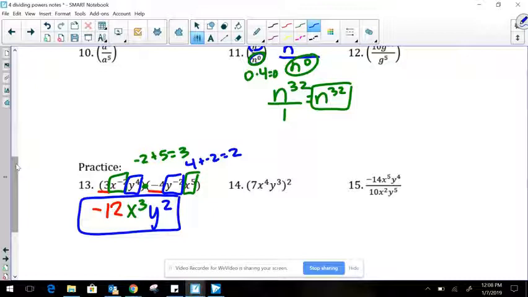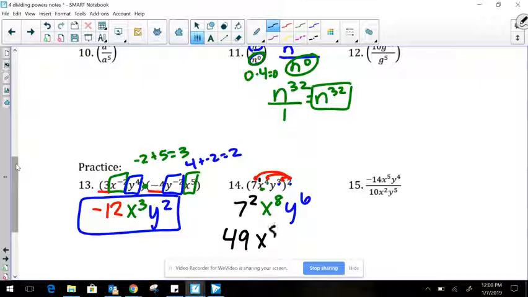All right, number 14. This squared needs to go to all 3 of these bases. So I have 7 to the first. Remember, there's an invisible 1 there. So I'm going to multiply. 1 times 2 is 2. So 7 to the second power. And then my x here, I have 4 times 2 is 8. My y, I have 3 times 2 is 6. So you could leave it like that, or you could write 49 x to the 8th, y to the 6th.